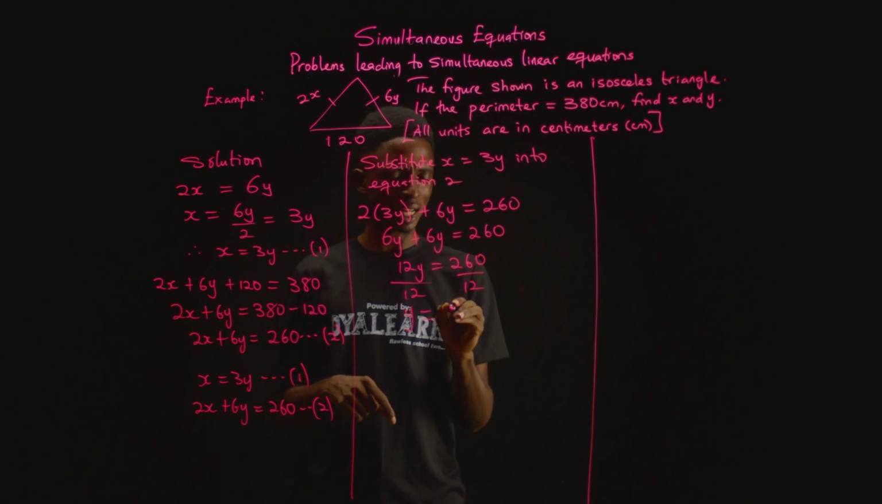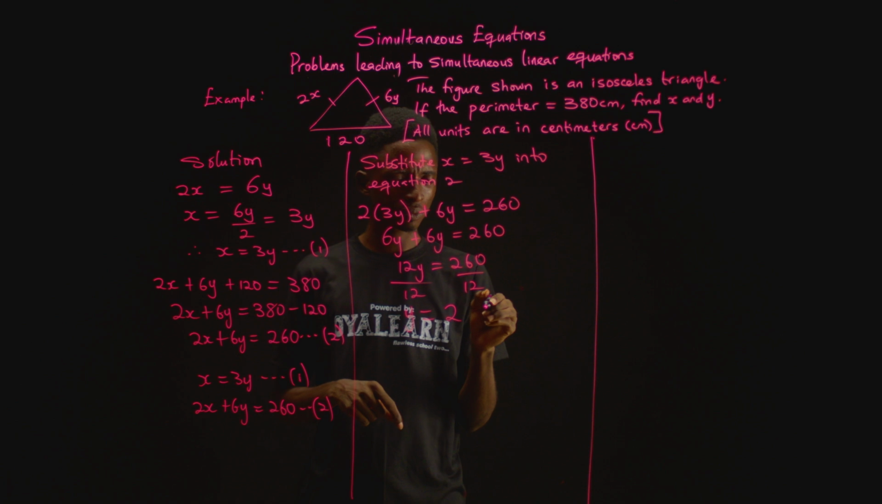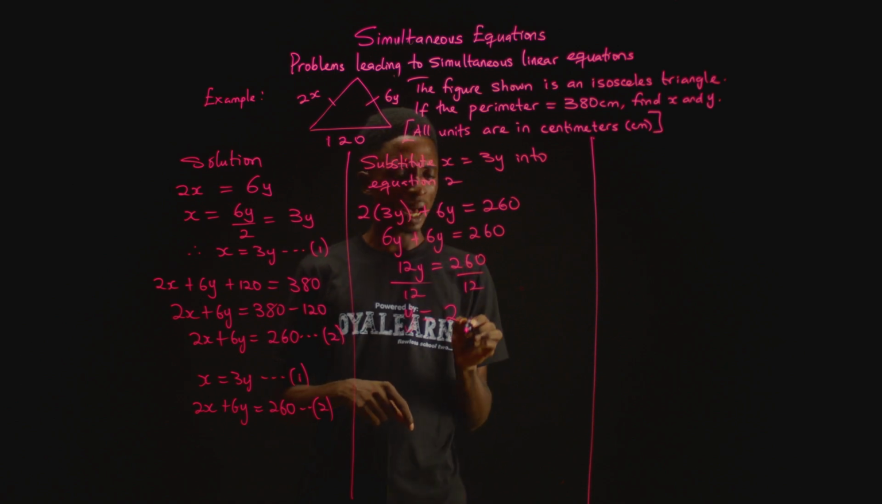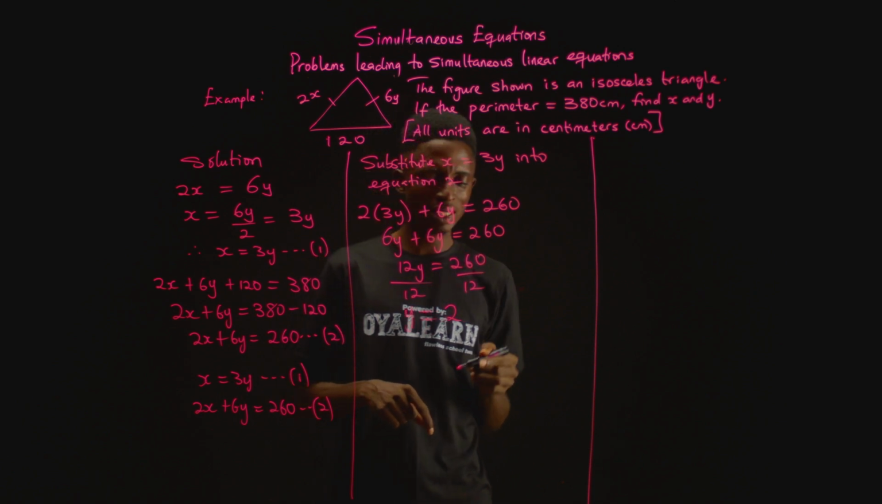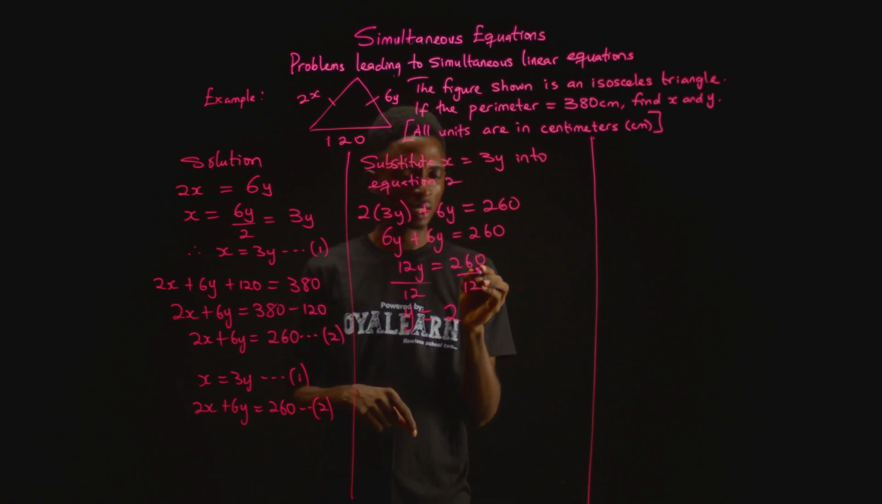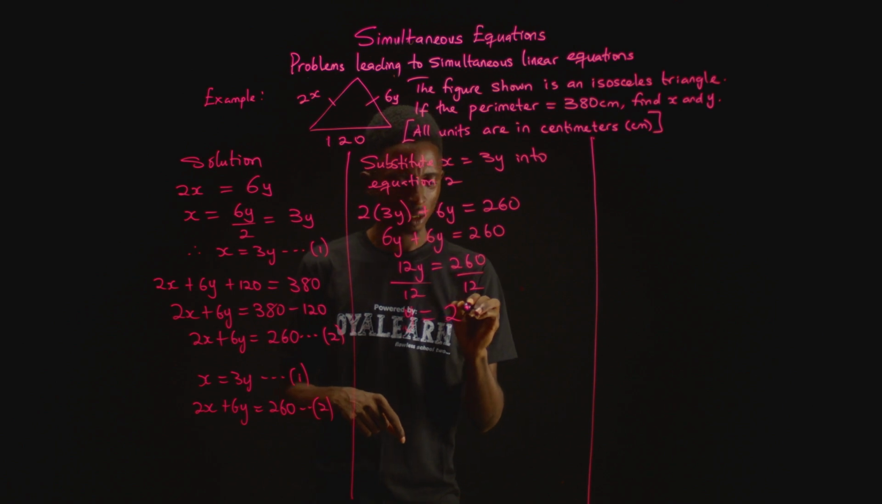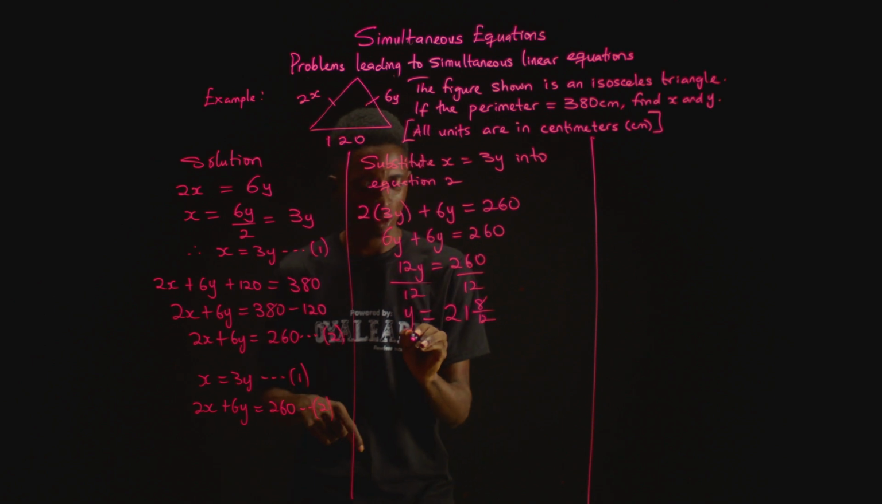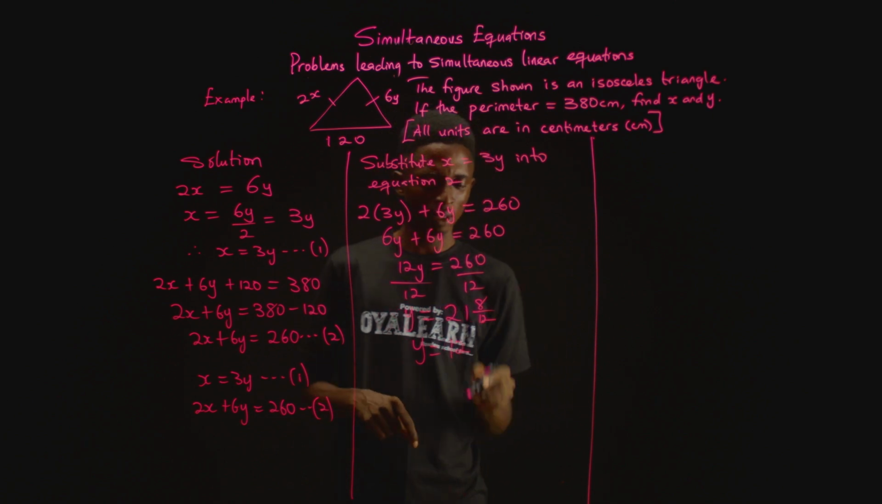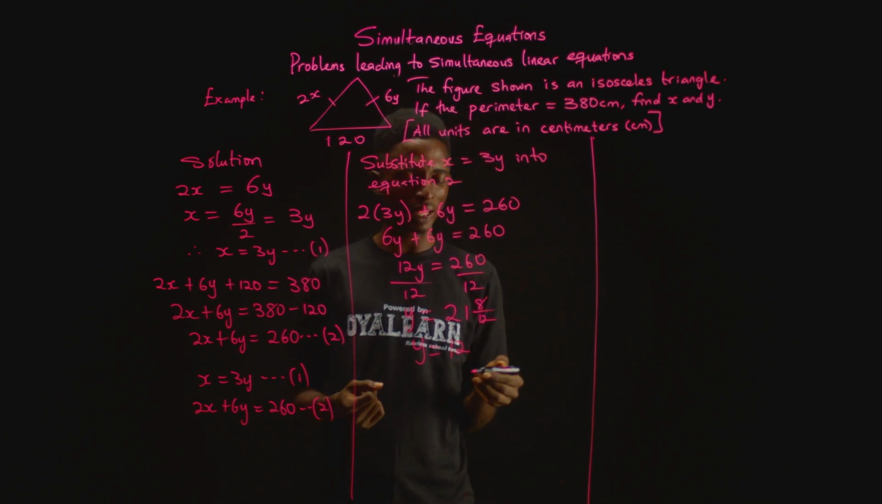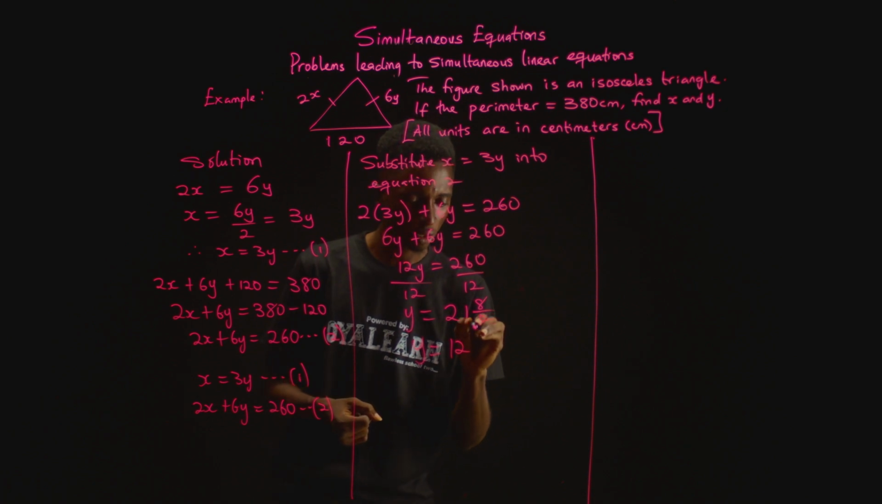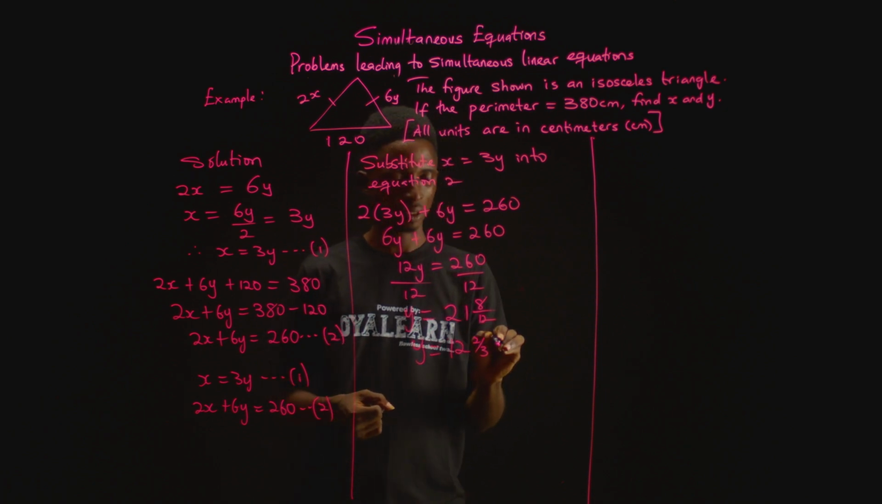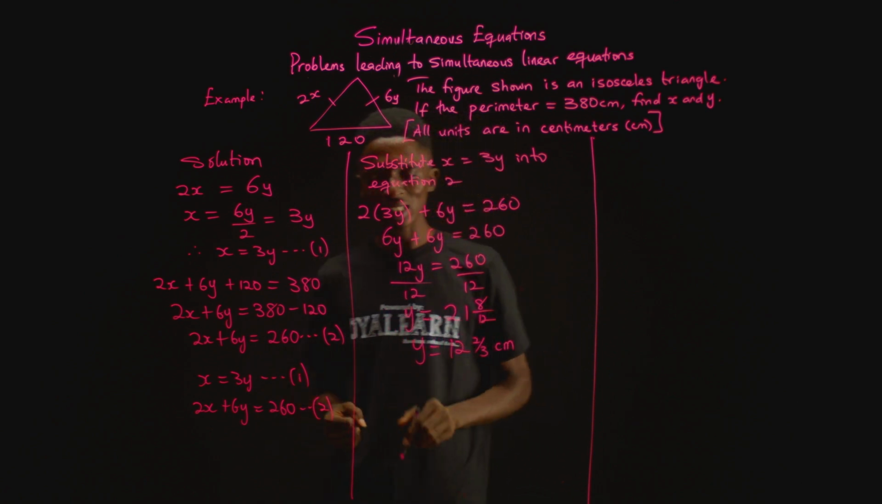12 in 26, that is 2, remainder 2. And 12 in 20 would give us 1, remainder 8. So we have 8 over 12. So therefore our y becomes 21 whole number. Now, 8 divided by 12, when we break it down by dividing by 4, gives us 2 over 3. Centimeters. And that's the value of y.